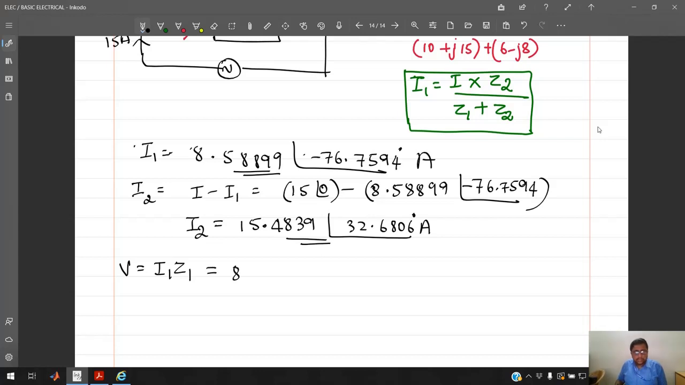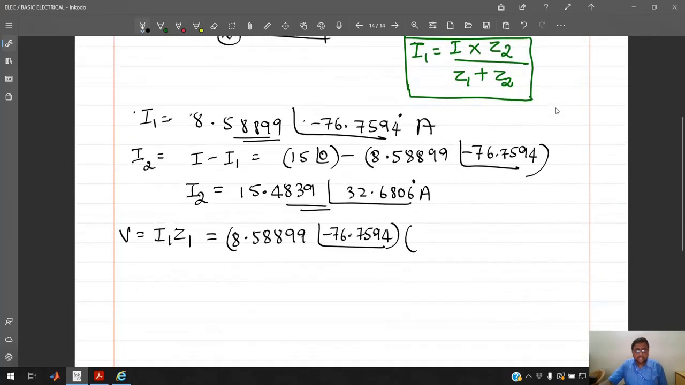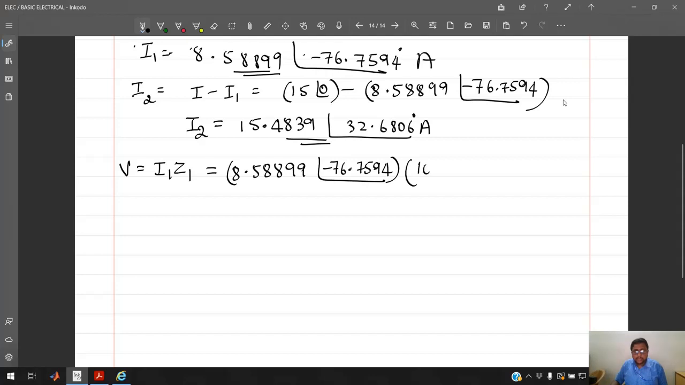So it will be 8.58899 at an angle minus 76.7594 into the first impedance, that is 10 plus J15. Now if you solve for this, you are going to get the supply voltage as 154.8566 at an angle of minus 20.4494.